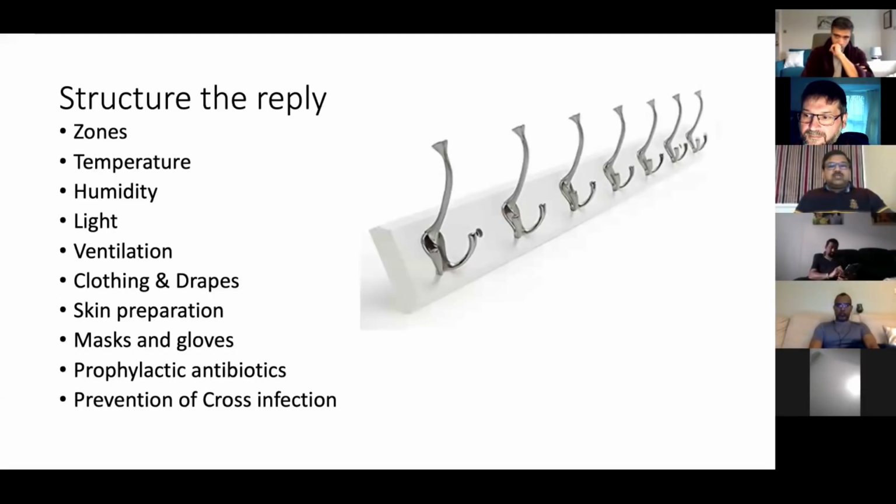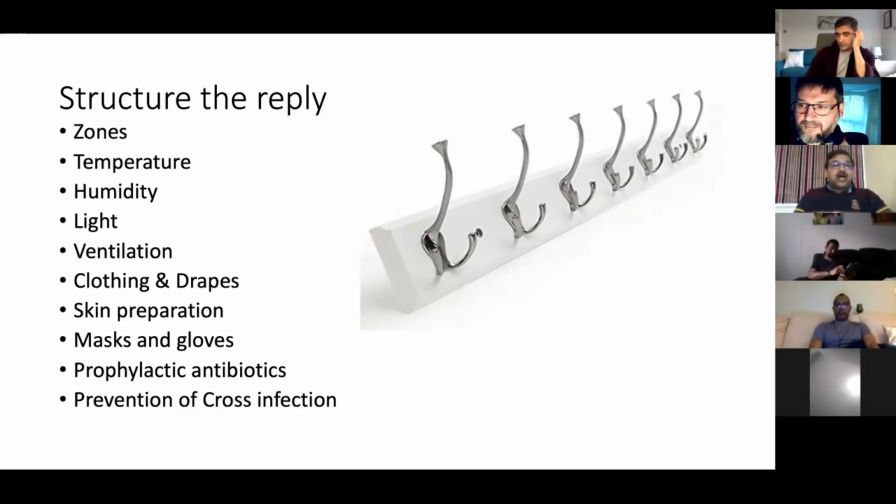Again, coming back to the structure of the reply. I tend to think of the bullet points as pegs. Each bullet point is a peg in my mind. You think of a peg, and hang an explanation on that peg. Normally, if you look at the list, it's a very long list: zones, temperature, humidity, light, ventilation, and so on. If you have a long list in your mind, you can't recall everything in the heat of the examination. You can still recall at least the top 3, 4, 5.